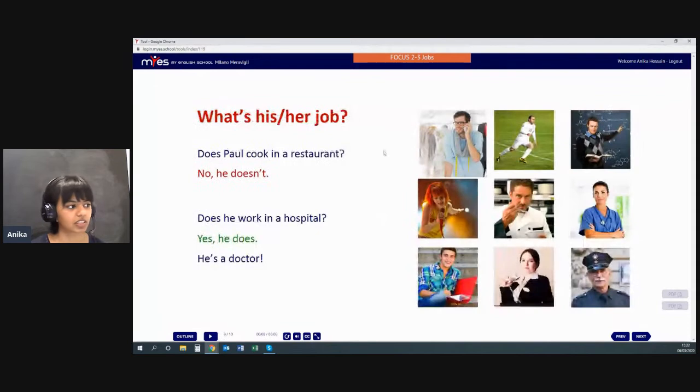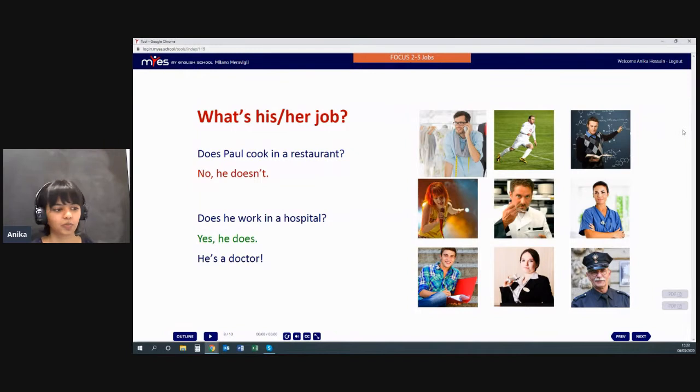Let's look at more third-person questions here. Does Paul cook in a restaurant? If you look at the first photo here, this is Paul. Does he work in a restaurant? No, he doesn't. Where does he work? He probably works in an office, right? The second photo, does he work in a hospital? No, he definitely doesn't. He works as a football player or a footballer. Okay, so the third picture is that of a teacher. So does he work in a school? Yes, he does. But if I were to say, does he work in a stadium? No, he doesn't.